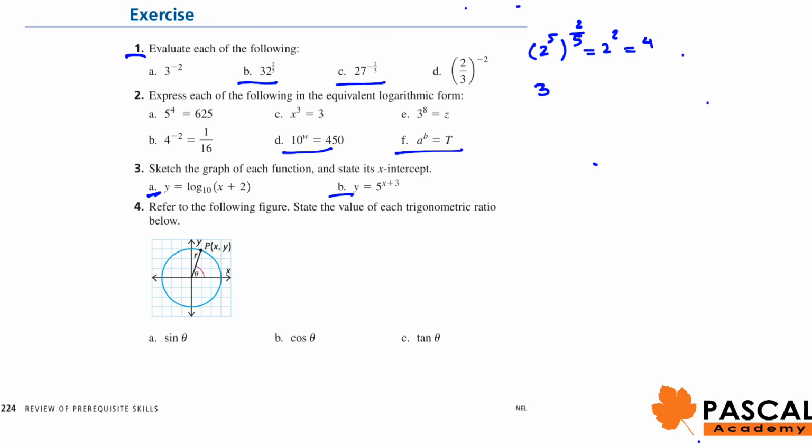27 to the power of negative 2/3. 27 is 3 to the power of 3, to the power of negative 2 over 3, is 3 to the power of negative 2 when we multiply the exponents, and 3 to the power of negative 2 is 1 over 9.